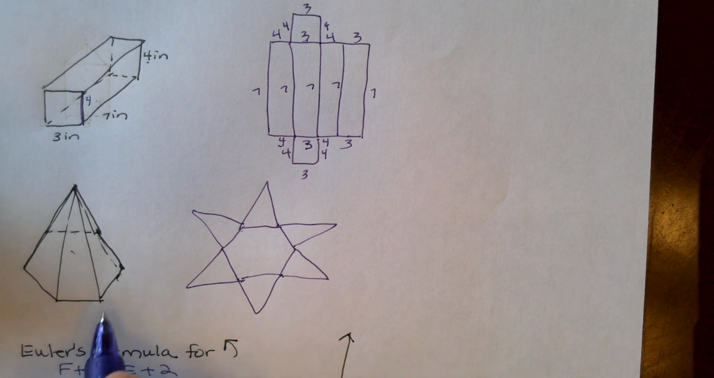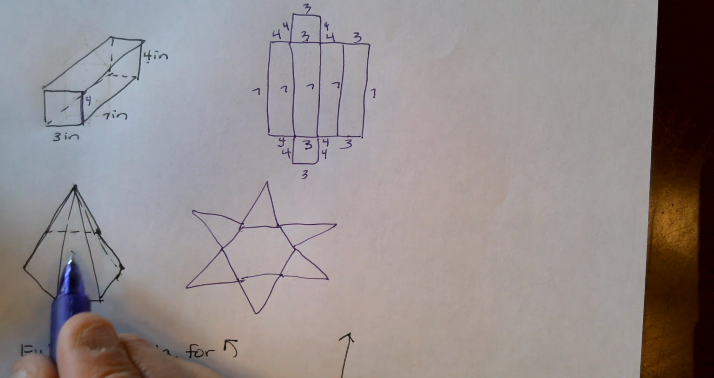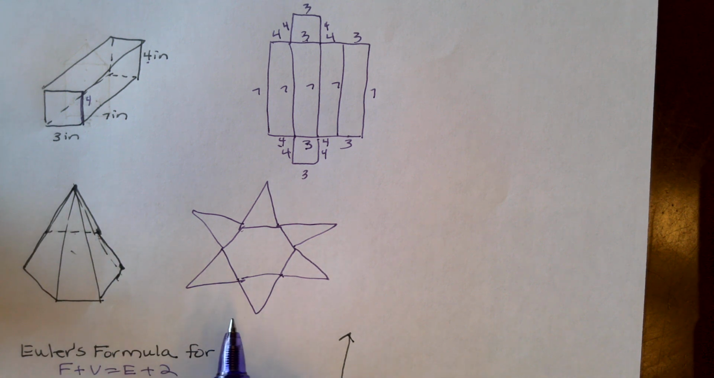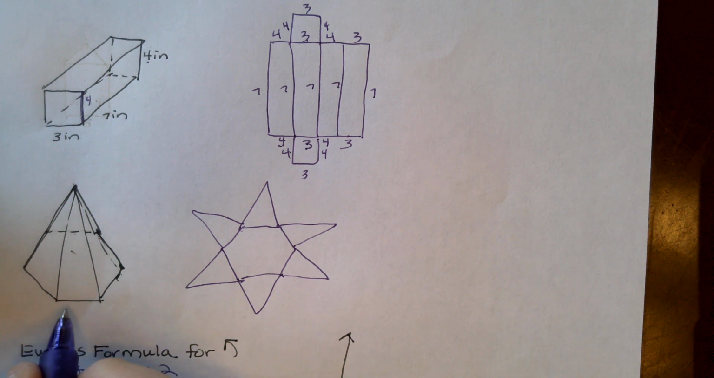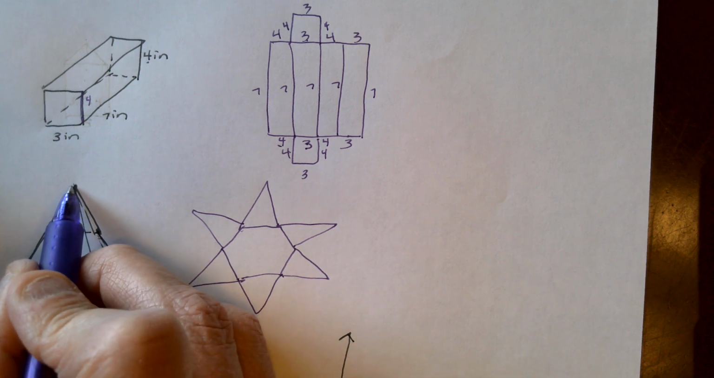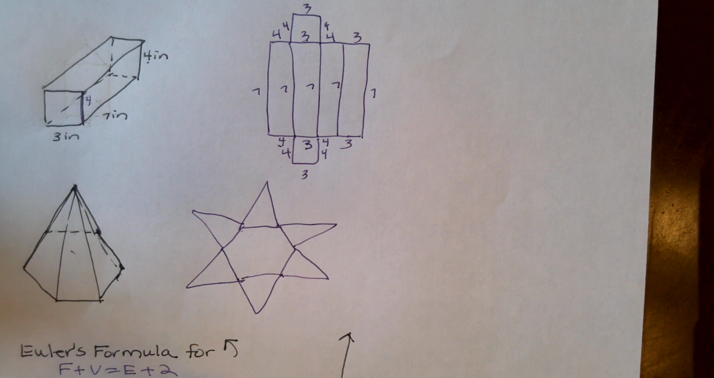Faces. There's the 6 going around in the base, so 7. Vertices. We got the 6 going around and up here, that's 7. Edges. Got the 6 here and then the 6 around, so that's 12. Plus 2, 14 equals 14, check.